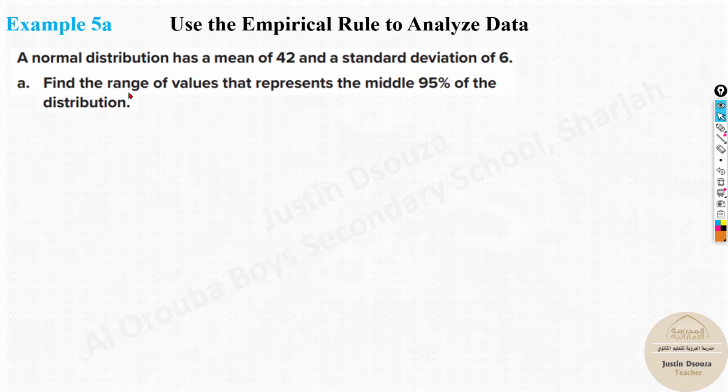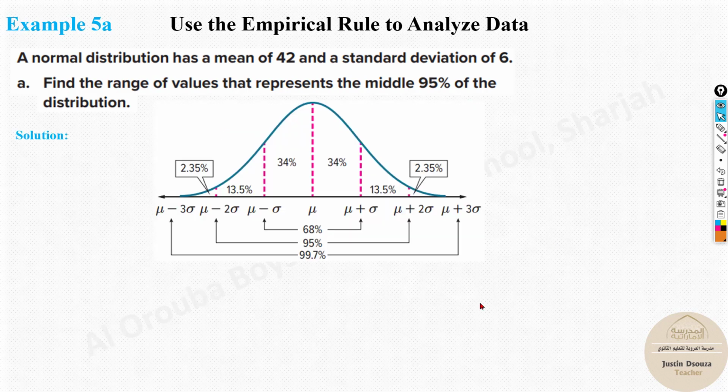So now we will look into the fifth type of problem using empirical data. They have told us the normal distribution has a mean of 42 and a standard deviation of 6. Find the range of values that represent the middle 95% of the distribution. Very important to know the normal distribution graph. They want to know 95%. You need to remember from the graph that one standard deviation minus and plus gives you 68% of the data.